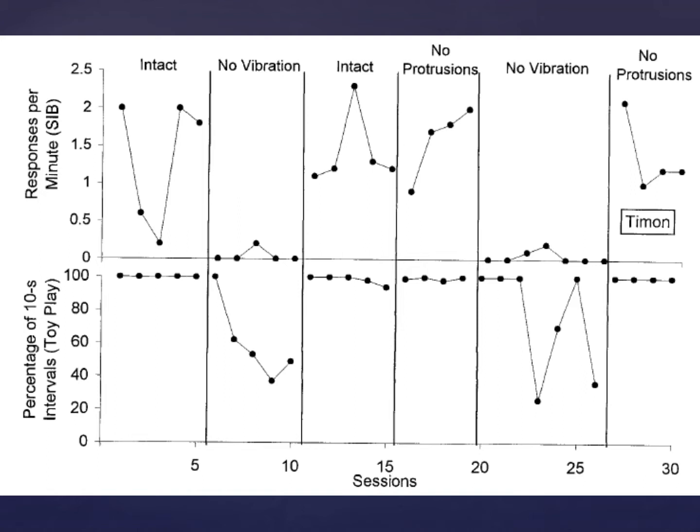The top half of this graph shows the rate of the hand biting behavior. Based on these results, what do you think caused the behavior? Try to come up with an answer on your own, and we'll review in a moment.